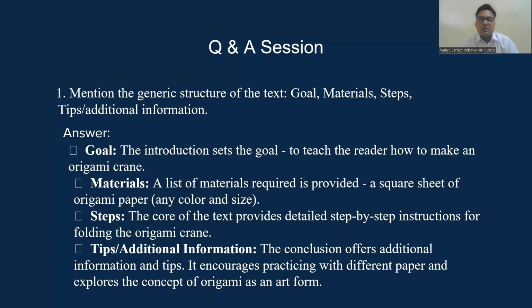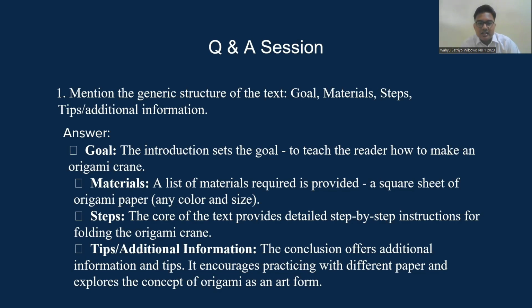And next, we go to a Q&A session. The first question is, mention the general of the text: goal, materials, steps, tips, or additional information. First is goal. The introduction sets the goal to teach the reader how to make an origami crane.